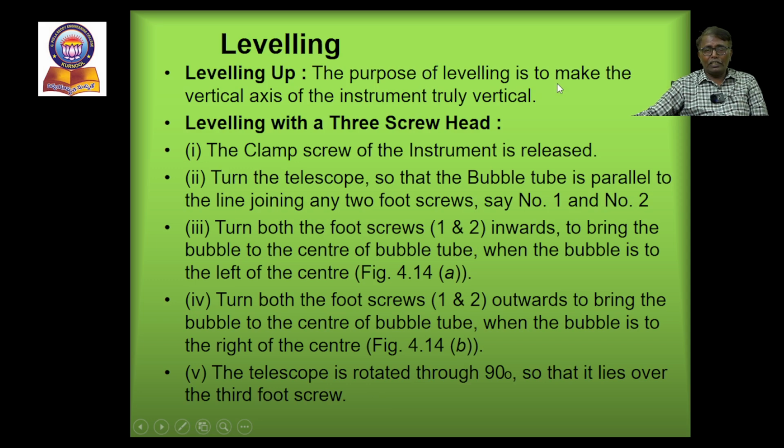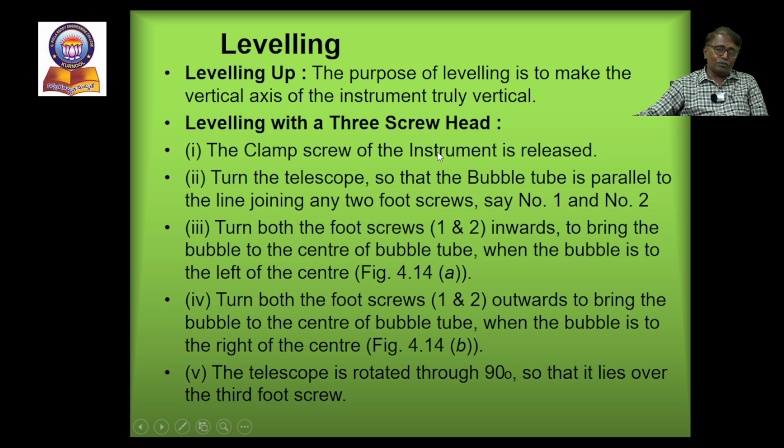The purpose of leveling is to make the vertical axis of the instrument truly vertical. This is the important point. That means the horizontal line of sight is horizontal. The vertical axis and the horizontal line of sight should be perpendicular to each other. For that purpose, we do the leveling operation. That means the axis of the telescope and the line of collimation will coincide and form a perpendicular to the vertical axis. For this purpose, leveling is done with the 3 foot screws.